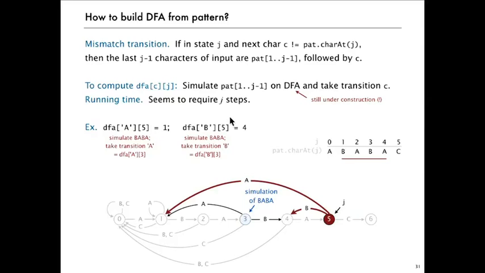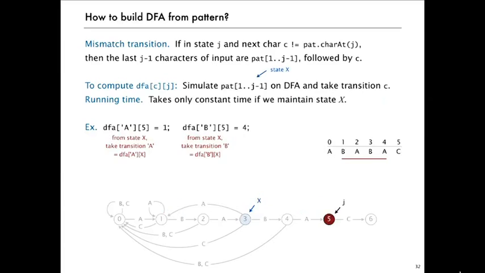Now there's a little problem with that, which is that it seems to require J steps to do the simulation. In order to figure out these mismatch transitions, I had to go all the way through the pattern shifted over one to figure out this state 3. So that seems to be a bit of a problem. But actually it's no problem at all, because we can run this simulation one character at a time as we're building the machine. All we need to do is keep track of the state that we would be at if we had run the DFA on the pattern starting at position 1.